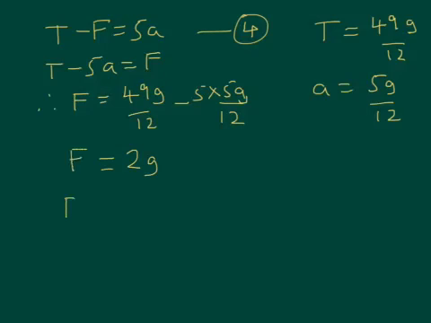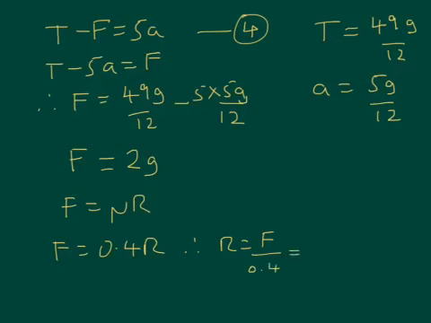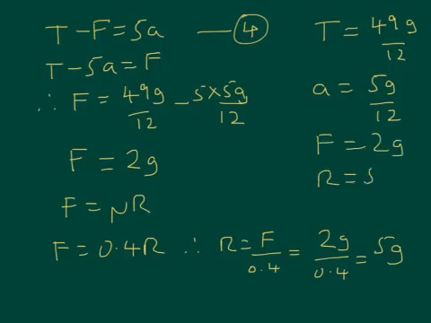And then if you remember, F equals mu R, and mu is 0.4, so F equals 0.4 times R, so therefore R equals F over 0.4, which is 2G over 0.4, which is 5G. So now we've got all the solutions, let's write them out here. We've got F equals 2G and R equals 5G. So these are our final solutions to this problem.